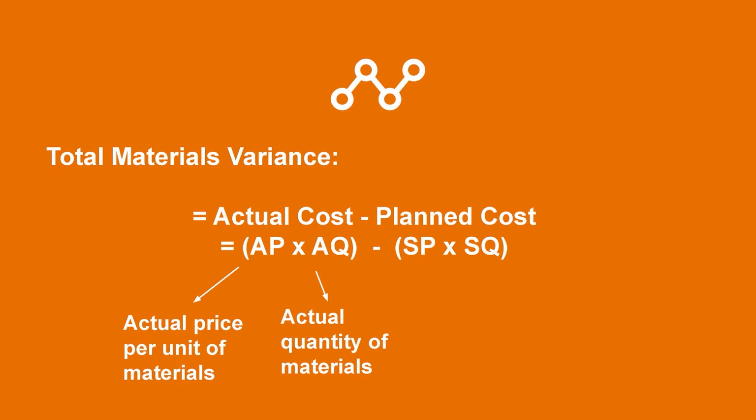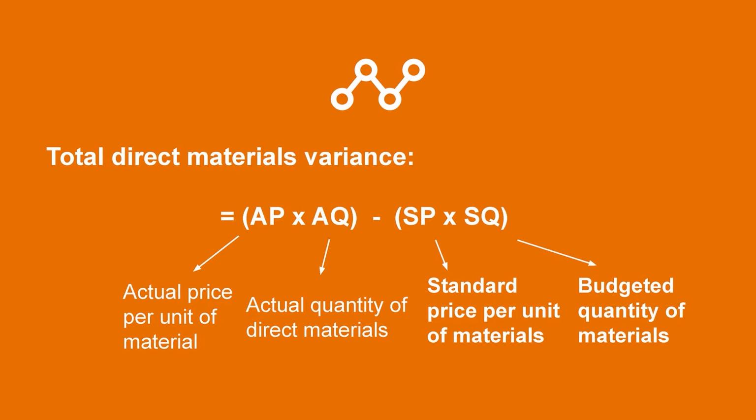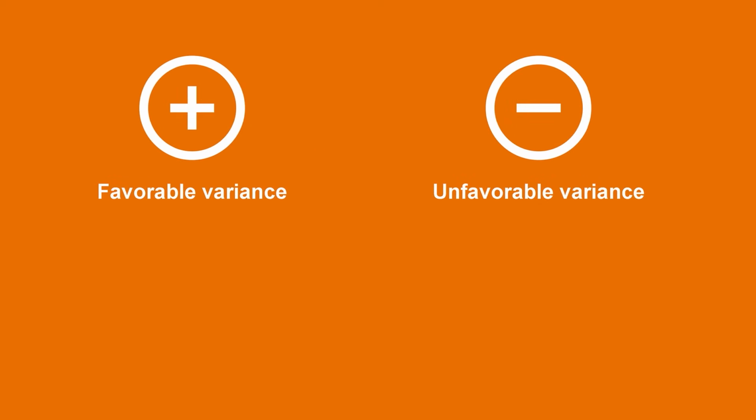to spend. The actual cost is calculated by taking the actual price per unit of the materials, or AP, times the actual quantity of materials, denoted by AQ. The planned cost is calculated by taking the standard or budgeted price per unit of materials, or SP, times the budgeted quantity of materials the company was planning to use, or SQ, which stands for standard quantity. The difference between the actual cost and planned cost will be the total materials variance. Depending on the circumstance, the variance could either be favorable or unfavorable.